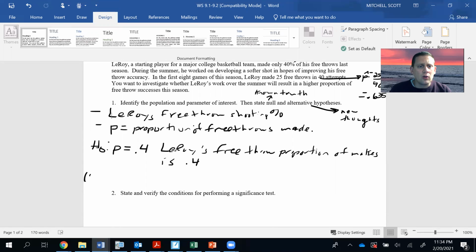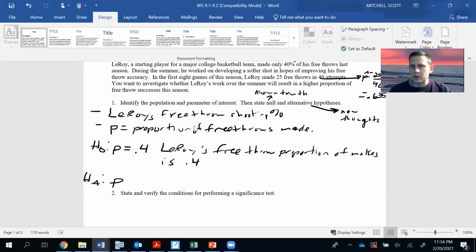So now we have alternative thoughts. So we label that as H sub A. So what's our alternative thought? We don't ever use p hat. We never use a statistic in here. It's always got to be a parameter in our hypotheses. So look at the proportion, the sample proportion. What are we proposing? Because it's got to be one of three things. It's either going to be greater than, less than, or not equal to for the alternative hypothesis.